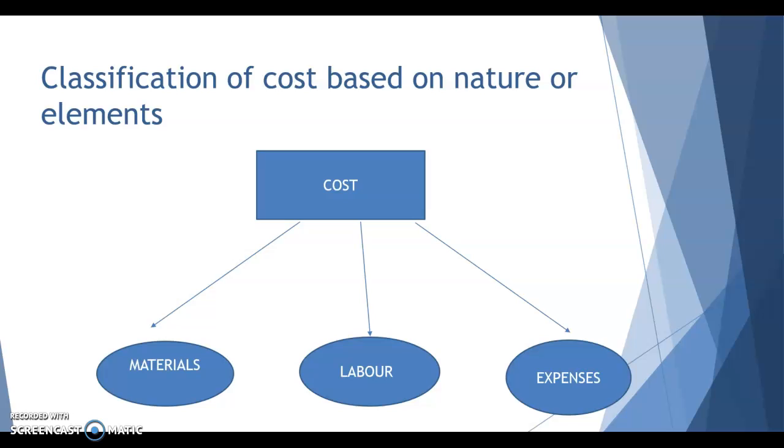And then we have expenses. Any expense other than material cost and labor cost which is incurred in the manufacture of a product is called expenses. For example, the cost which is incurred on a special design of the product, the rent paid, the power charges, the water charges, the insurance being paid, all these come under the expenses. So based on the elements or nature, cost can be classified into three types: materials, labor and expenses.